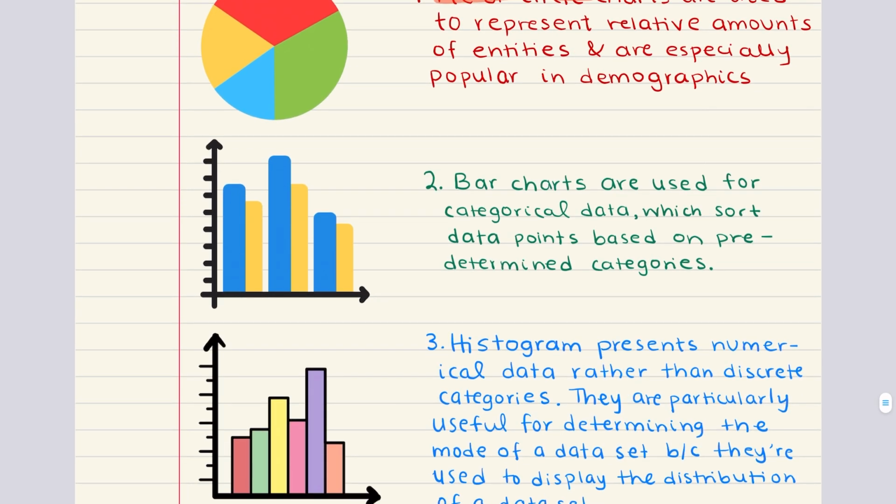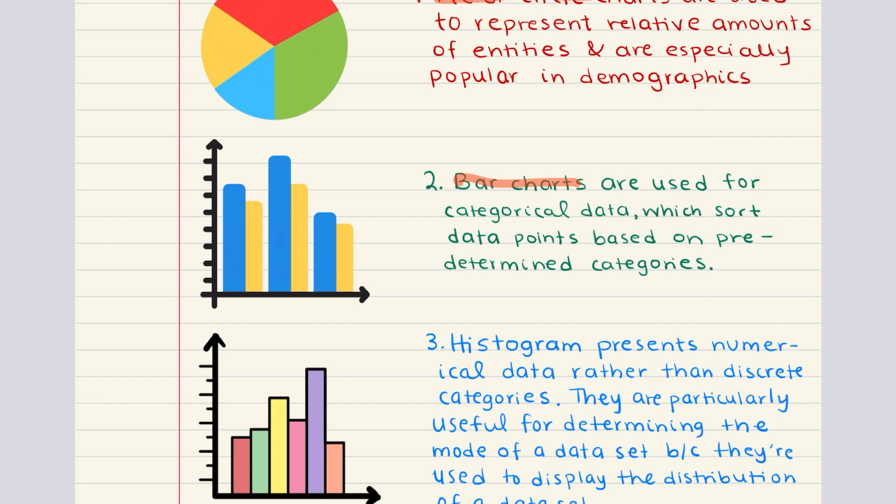Bar charts, on the other hand, are ideal for categorical data. Categories are represented on one axis, while the frequency or value of each category is shown on the other. For instance, a bar chart might display the number of students in different academic majors at a university. Also, bar charts are particularly effective when comparing quantities across discrete groups.